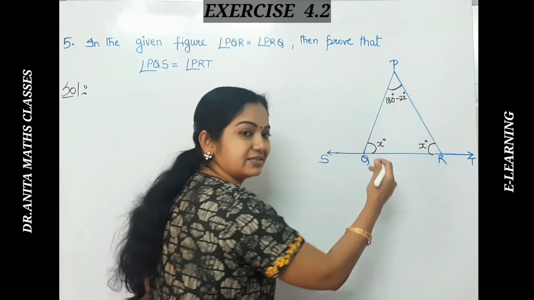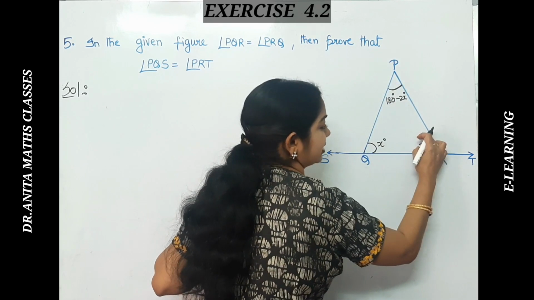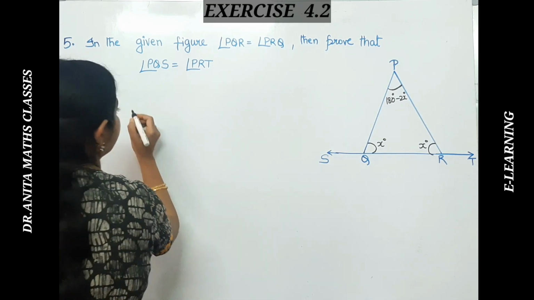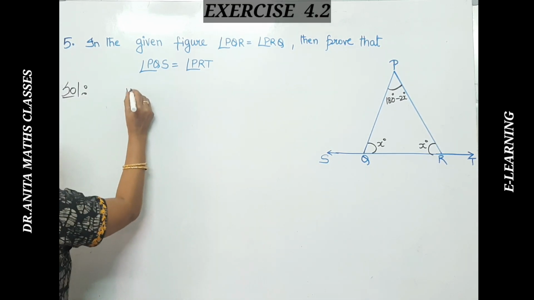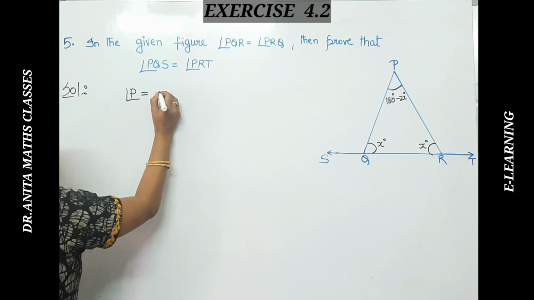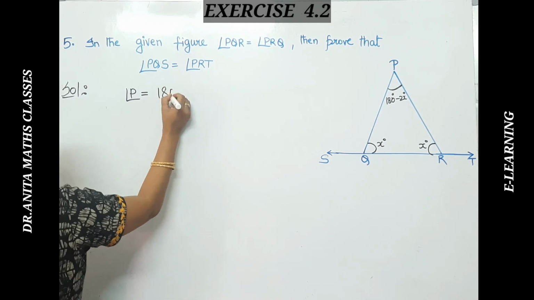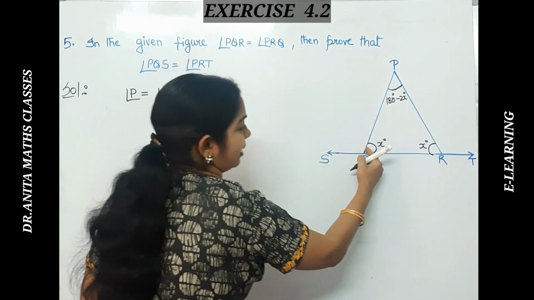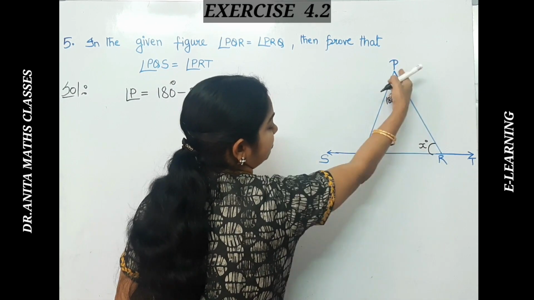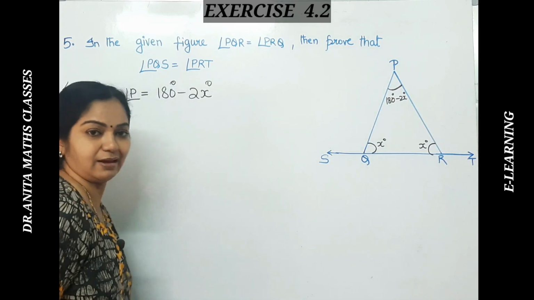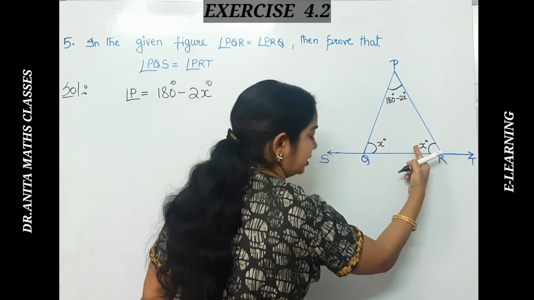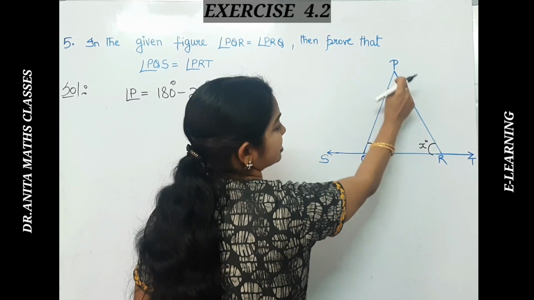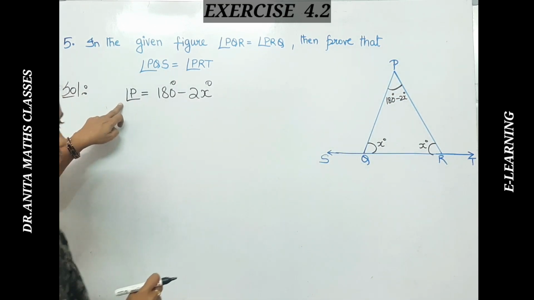Because how do we get this angle? When we subtract these two angles from 180 degrees, we get that angle. So that we will write. Angle P here is equal to 180 degrees minus 2x. I am supposing PQR and PRQ as x degrees angles. So these two are equal, so summing them up becomes 2x. So 180 minus 2x is this angle. So we got this, right?